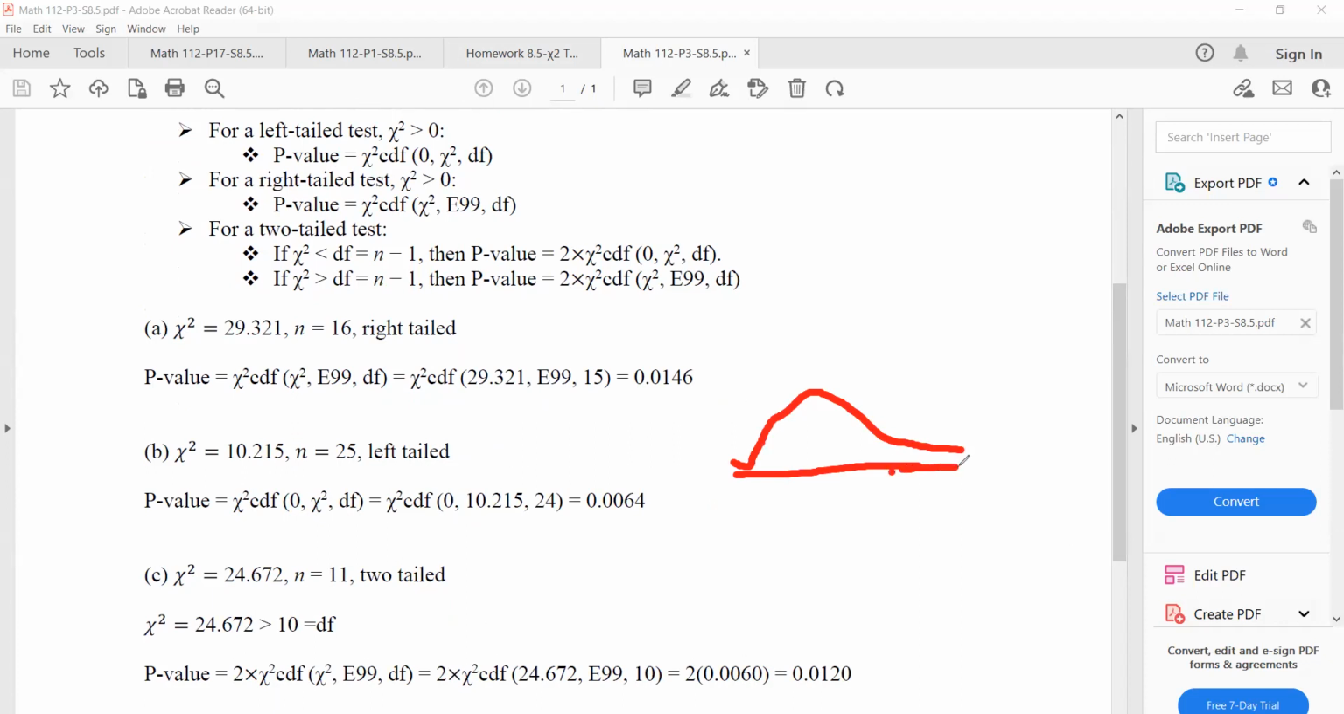Do I have to draw the graph? No, you don't. I'm just showing you where the region would be. This region is this way. Remember, we don't have negative infinity for this because we don't have negative numbers. So we start at 0. So this starts at 0 and goes to the chi-squared number that she gave you. So it's chi-squared CDF from 0 to 10.215 with your DF.